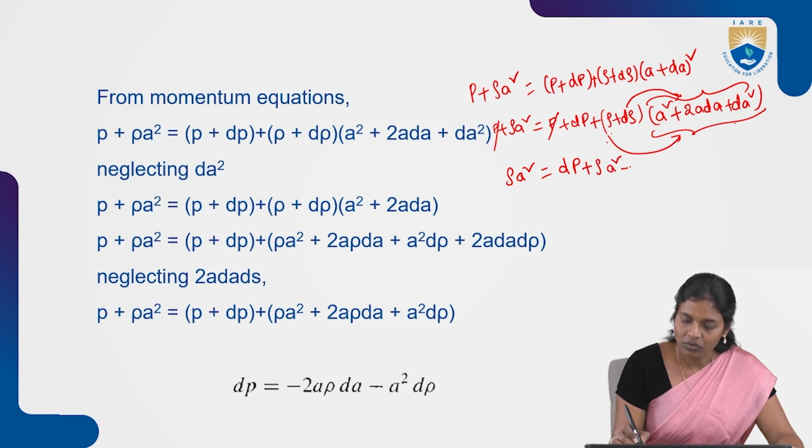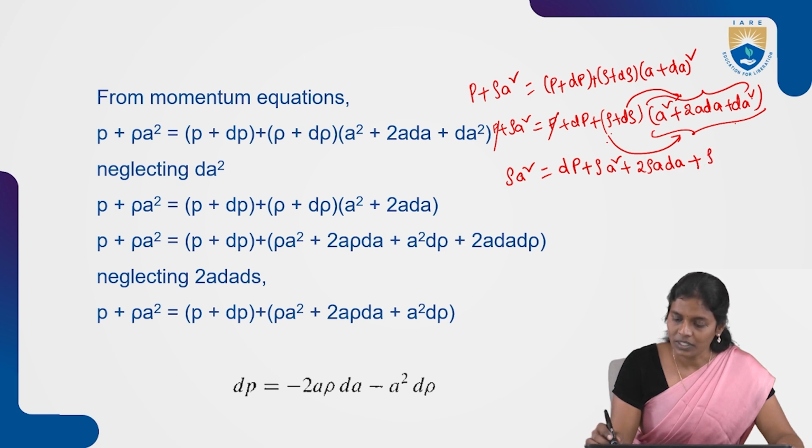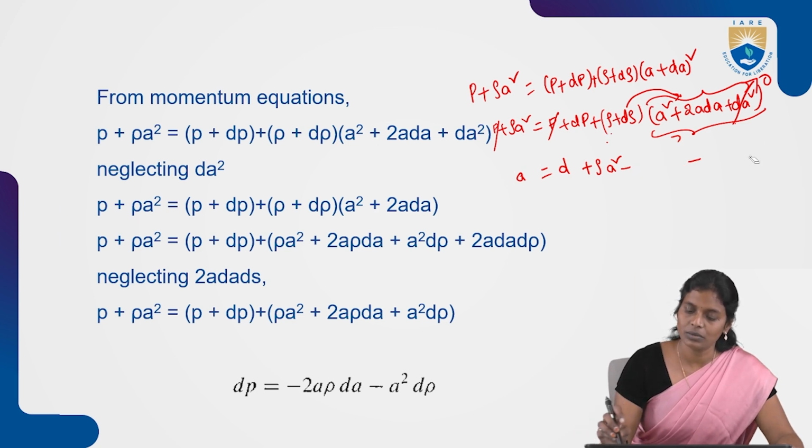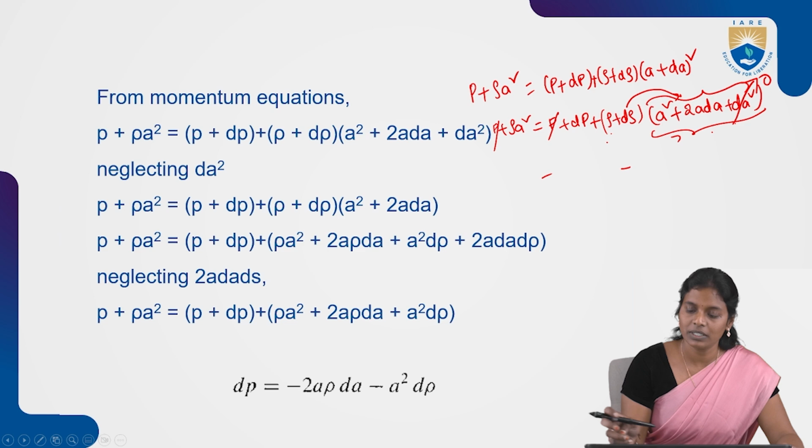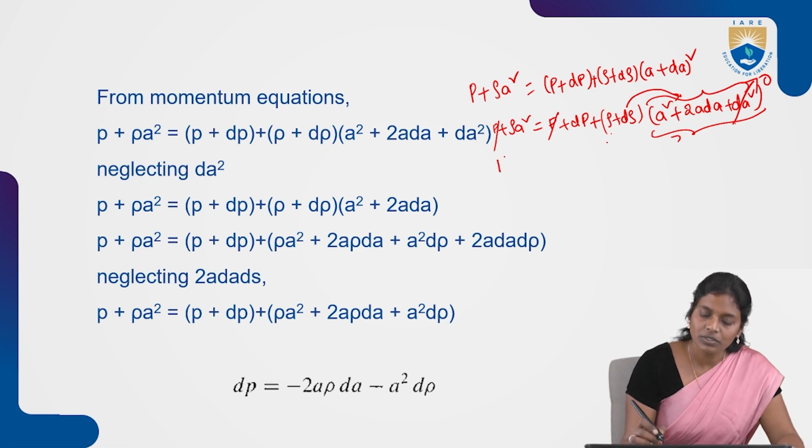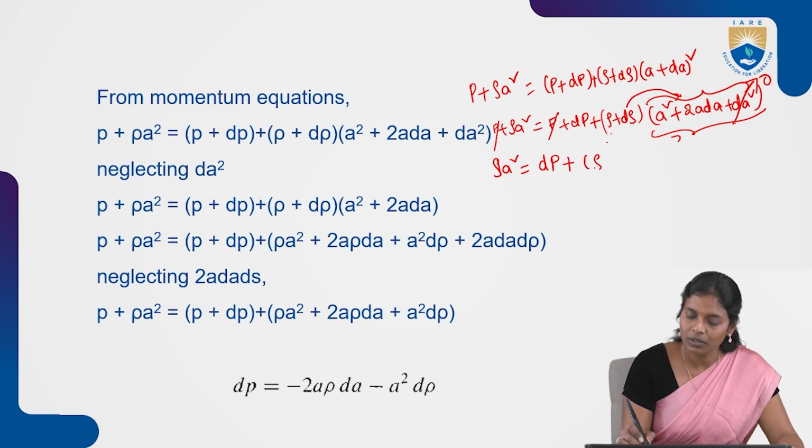Since dA square is neglected, the next equation is: rho A square equals dP plus rho plus d rho into A square plus 2A dA. So this is the expression.